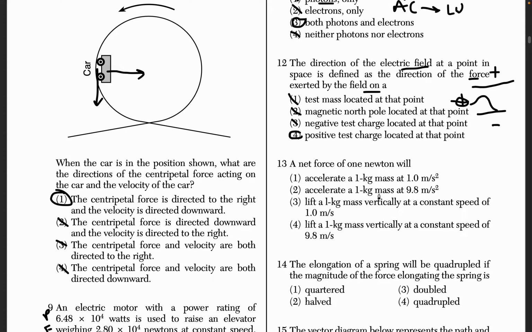A net force of 1 Newton will accelerate a 1 kilogram mass at 1 meter per second squared. Well, F net equals ma. F net equals 1 times 1, which is equal to 1. A net force of 1. This is true. This is the answer. We want to say, does 1 equal 1 times 9.8? That is not true, so it cannot be 2. Constant speed will always have a net force of 0, so 1 does not equal 0. And the same here, 1 does not equal 0.